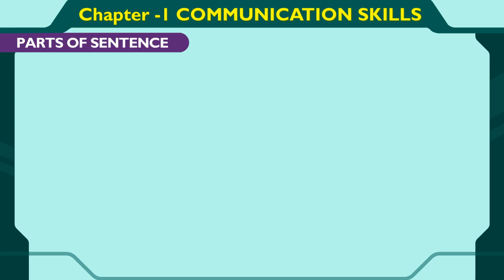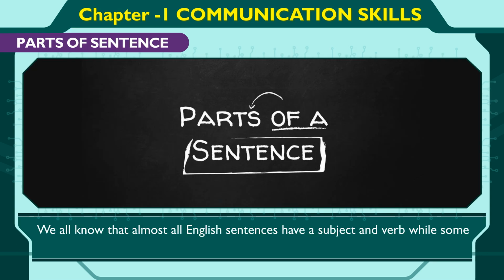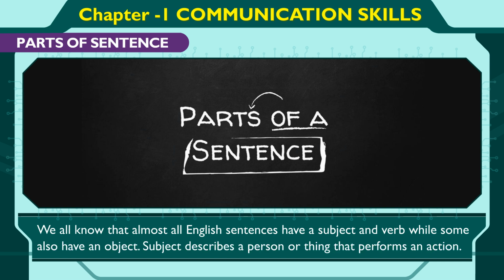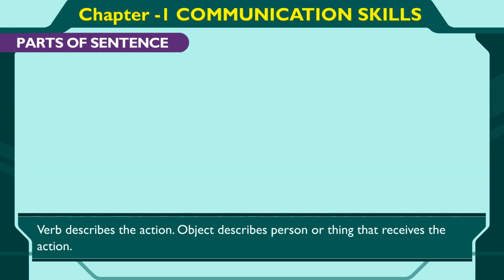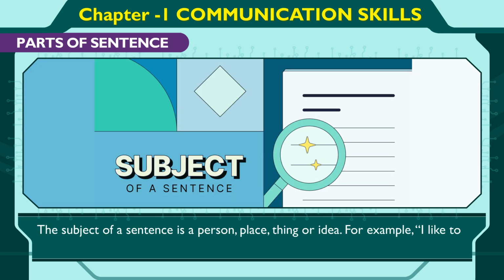Parts of sentence. We all know that almost all English sentences have a subject and verb, while some also have an object. Subject describes a person or thing that performs an action. Verb describes the action. Object describes person or thing that receives the action. The subject of a sentence is a person, place, thing or idea.